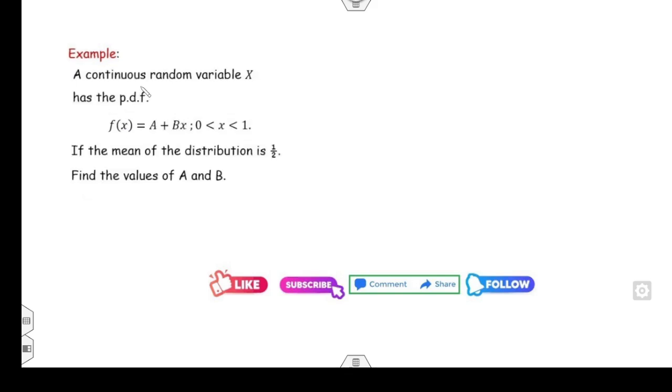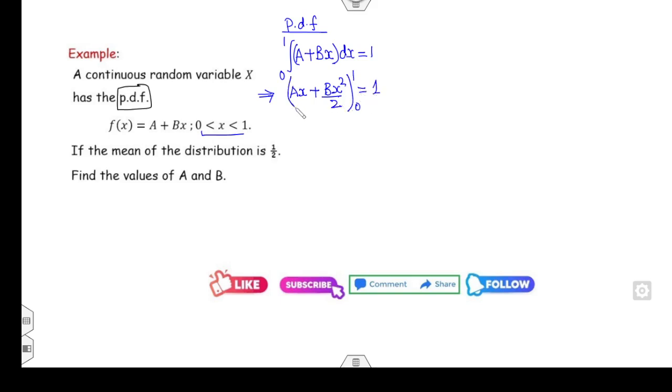Okay, the continuous random variable has a PDF. So again, what is the meaning of the PDF? Integration over the domain of a plus bx is equal to 1. Fine. So can you solve them? It is ax plus bx square over 2 from 0 to 1 is equal to 1. So substitute the upper limit. A plus b over 2 minus 0 is equal to 1. So if you take the LCM, it's 2a plus b is equal to 2.